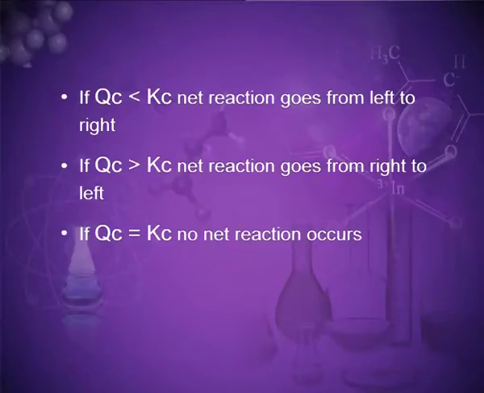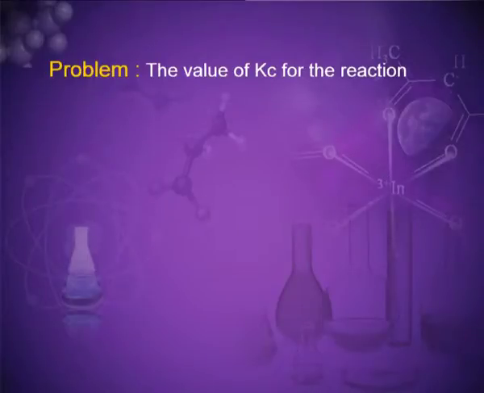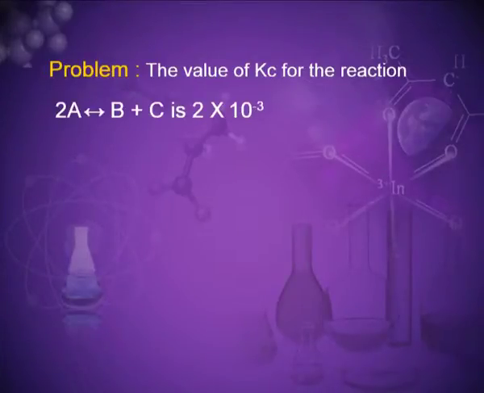Let us discuss one problem. The value of Kc for the reaction 2A gives B plus C is 2 into 10 to the power minus 3 at a given time.